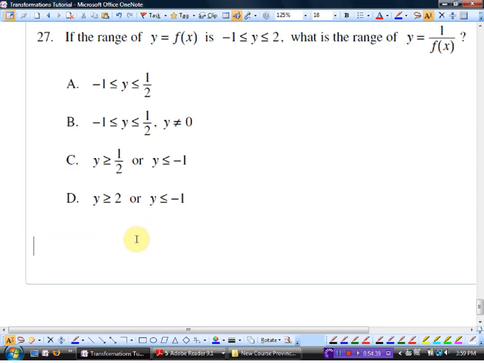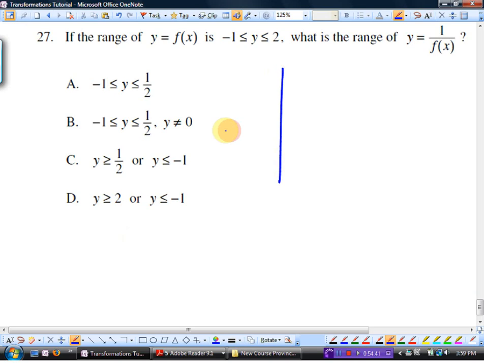What's my original range? Well, my original range, it says, is from negative 1 to positive 2. The simplest possible graph would be something like that originally. If I take the reciprocal... Oh, invariant points. Negative 1 high, 1 high.